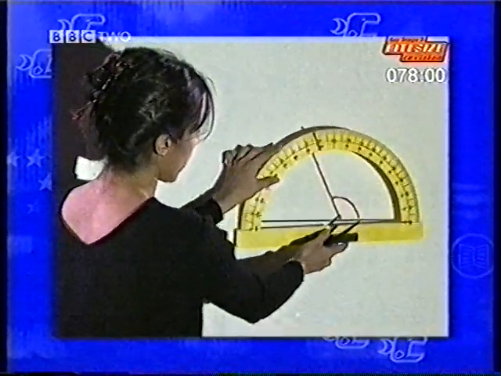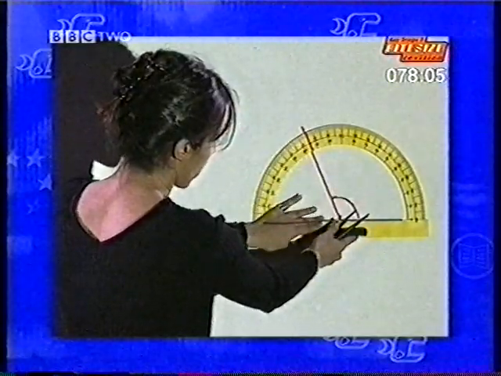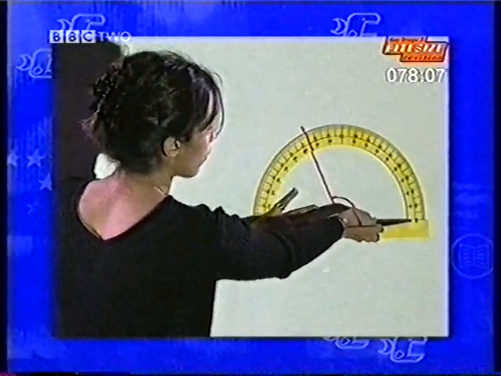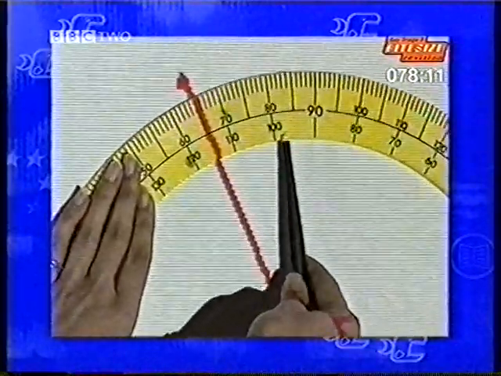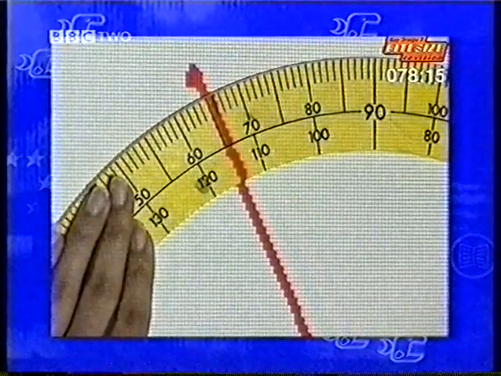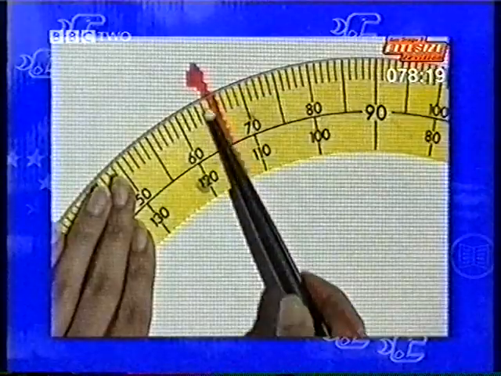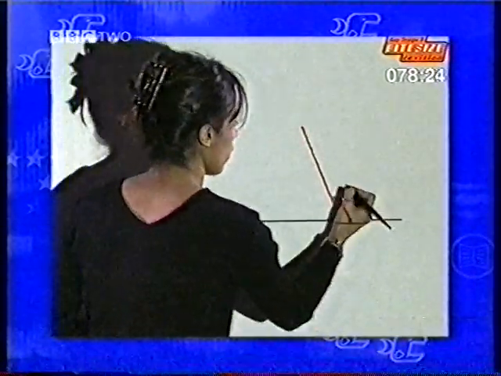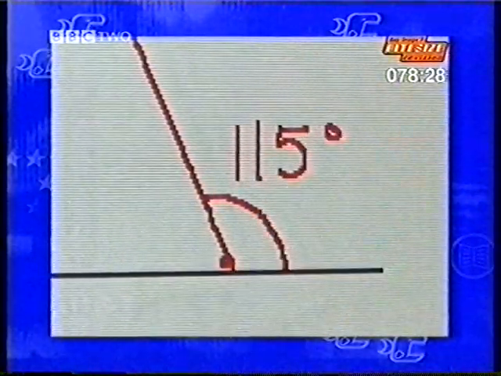Let's just test that. So I place my protractor on the centre point, make sure it's straight, hold it still, and then follow the scale around. 100, 110. Make sure it's straight the whole time. And here we go, 115 midway. Okay, so I've now drawn an angle of 115 degrees.